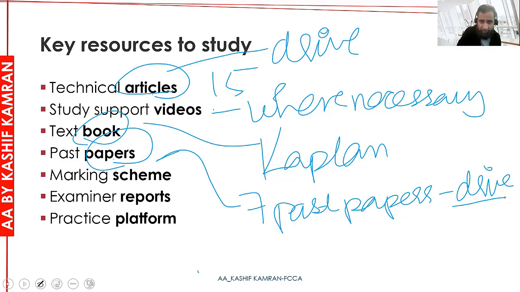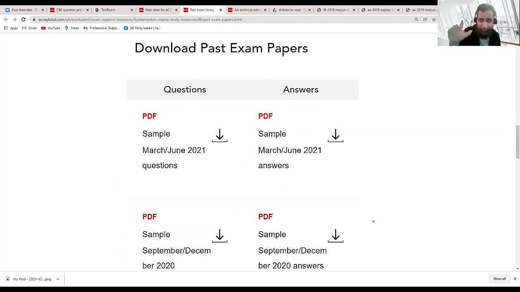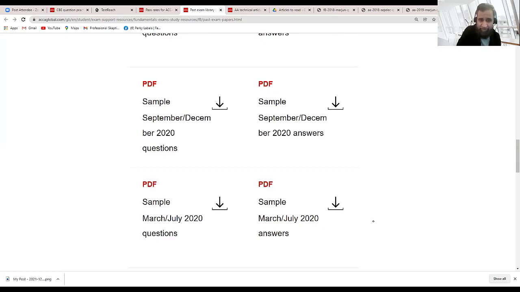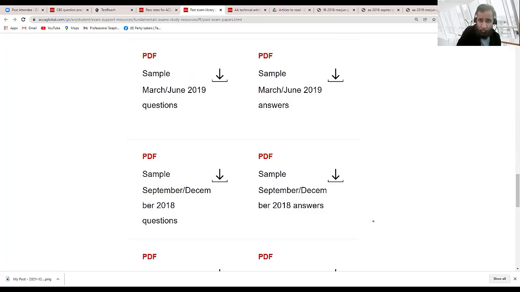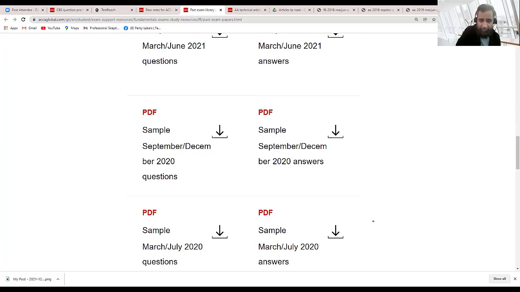If I can just show you those past papers on the website. Can you see the past exam library on your screen? So these are the exam papers given by ACCA for AA. And I put all of them in the drive. The March, June 21, the September, December 20, the March, July 20, the September, December 19, the March, June 19, the September, December 18, and the March, June 18. So these 7 papers have been put on the drive. But if you do any paper beside these, I will be sharing that with you as and when needed. So currently there are 7 papers on the drive.